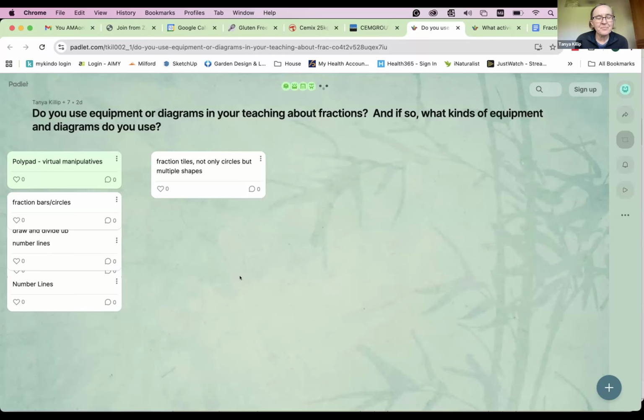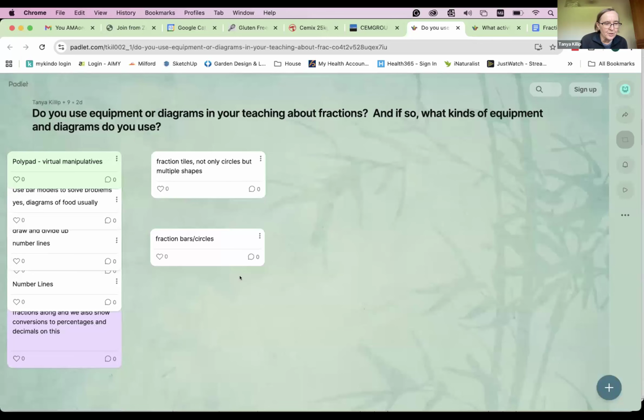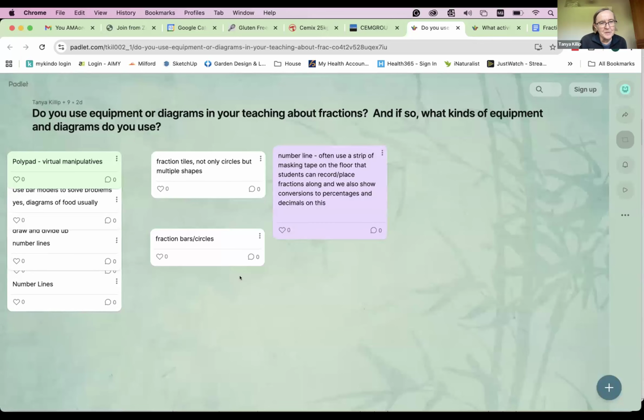Great. Okay. So it seems like there's quite a range of different representations that you guys use, which is interesting. So fraction bars and circles, fraction tiles, circles, multiple shapes. We've got a number of number lines, which is great because that's going to feature heavily in the second part of my presentation.